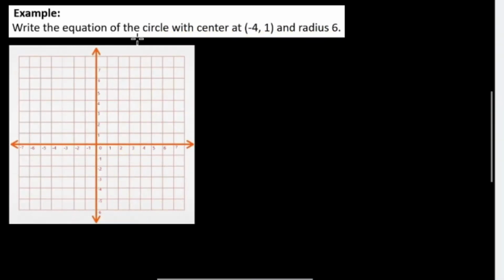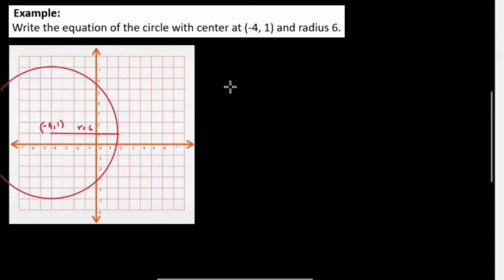Example: write the equation of the circle with center at -4, 1 and radius 6. We have a point or center at -4, 1, and a radius 6. So we form a circle with radius 6. So 1, 2, 3, 4, 5, 6. And this is radius 6.